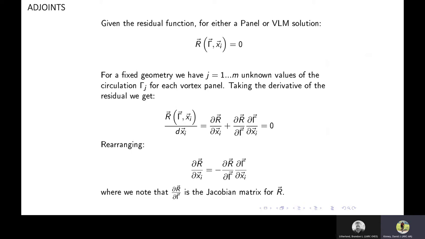For a fixed geometry, we have a mesh with M vortex loops, so we have 1 through M unknown values of the circulation for each vortex panel. We can take the derivative of that residual with respect to the mesh and expand it out, so you end up with the partial with respect to the mesh, plus the partial with respect to the solution times the partial of the solution with respect to the mesh. That has to still equal 0. You can rearrange that and solve for the partial of the residual with respect to the mesh. That is proportional to the partial of the residual with respect to the solution gamma, which is just the Jacobian matrix, and then you get this term d gamma dx.